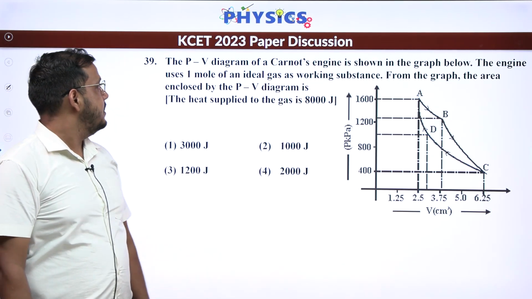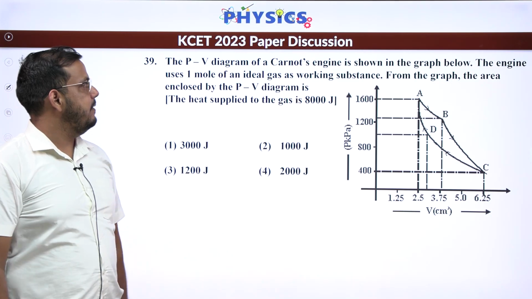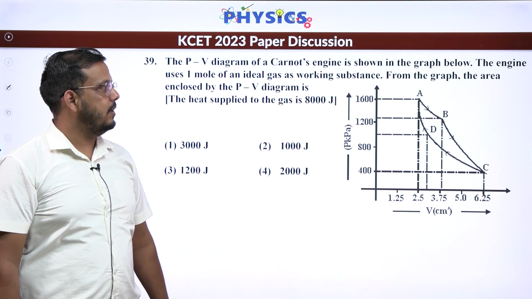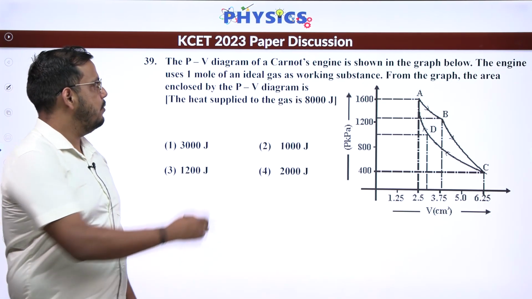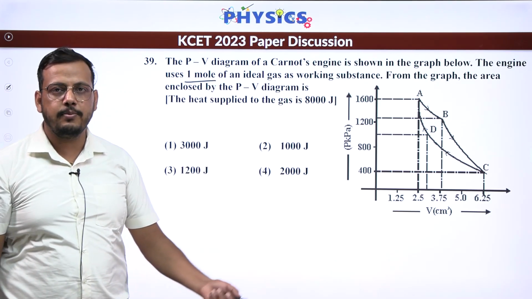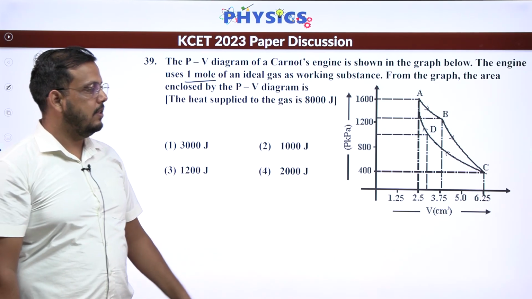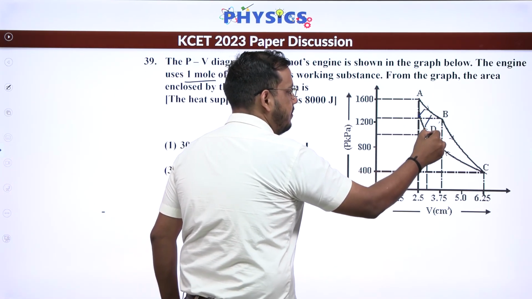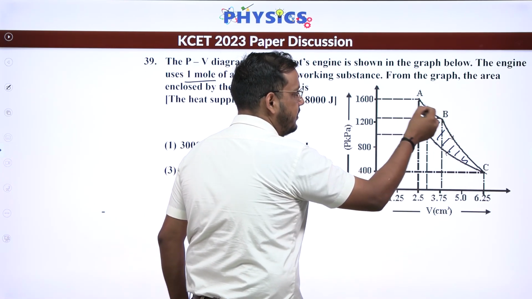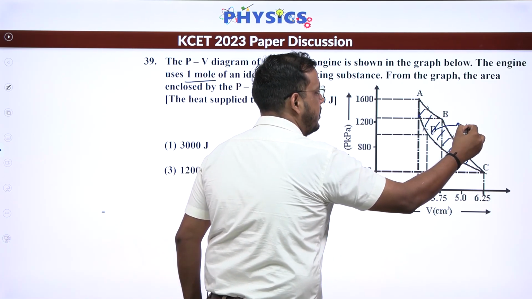Our next question is question number 39. The PV diagram of a Carnot engine is shown in the graph below. The engine uses 1 mole of an ideal gas as a working substance. From the graph, the area enclosed by the PV diagram is. So they are asking the work done by the gas, which means they are asking this area. So this is actually the net work done.